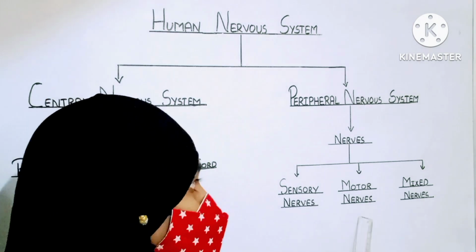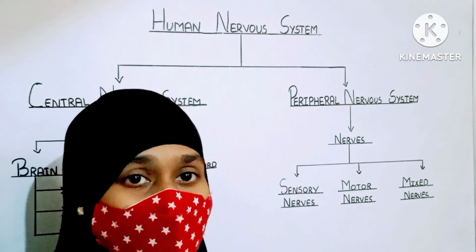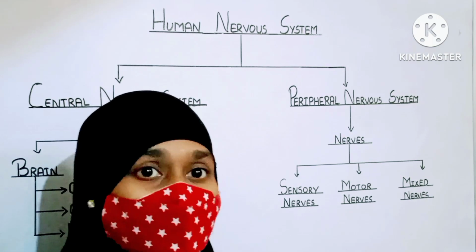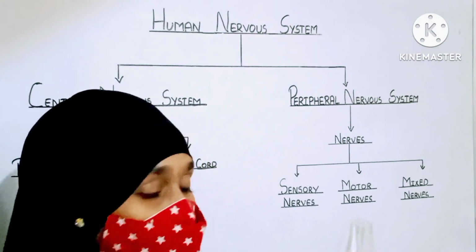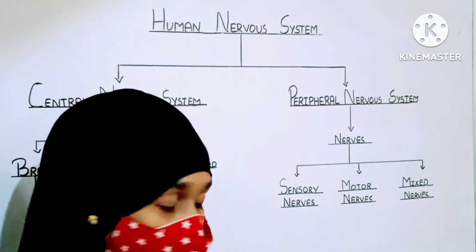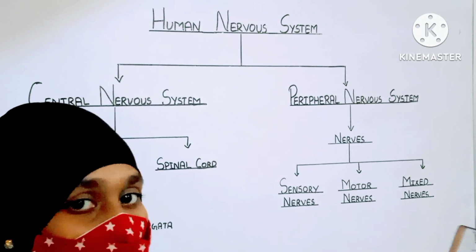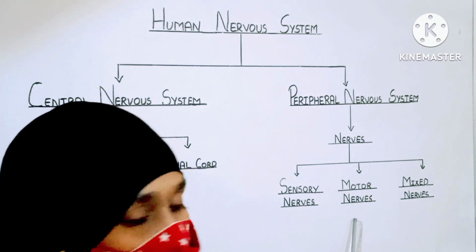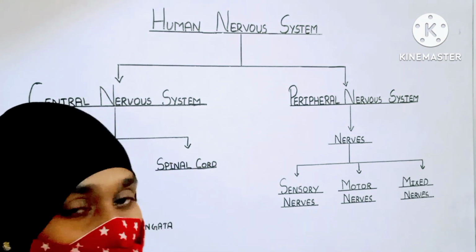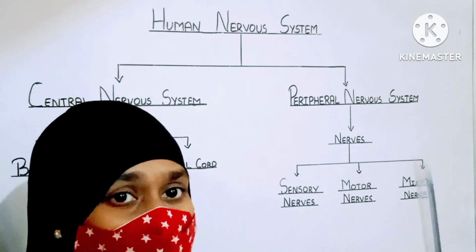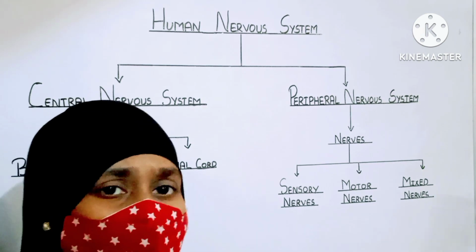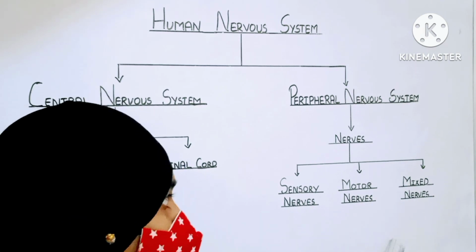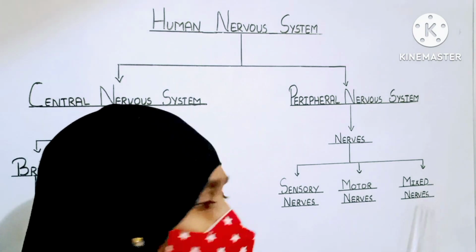Okay, the motor nerves carry the message from the brain to the different parts of the body, to the muscles, so that it helps in contraction and relaxation. With the help of a motor nerve, we can move, we can stand, and it also moves in one direction. Mixed nerves are connected to the sensory and the motor nerves. They move in two directions. They carry the message from the brain to the different parts of our body, and from different parts they carry the message to the brain. They are connected to the sensory and motor nerves, so they are called mixed nerves.